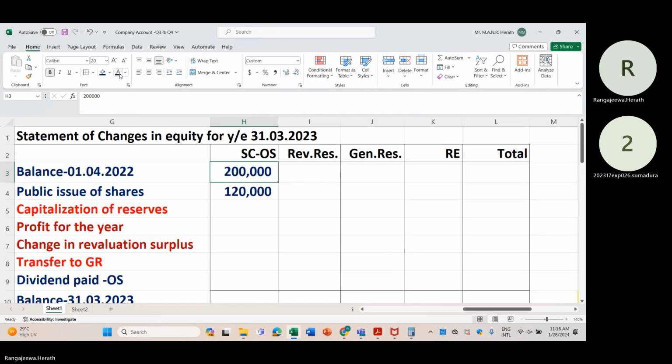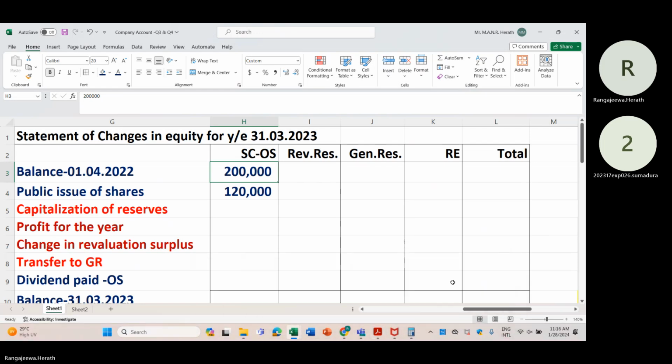That means 1,000 shares at 200 rupees. So the opening balance is 1,000 shares at 200, and 600 shares at 200 is the public issue. In total, 1,600 shares are recorded in the balance. So that is the opening balance of 1,000 shares at 200 each.